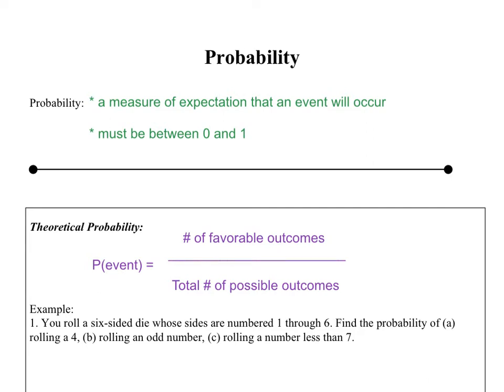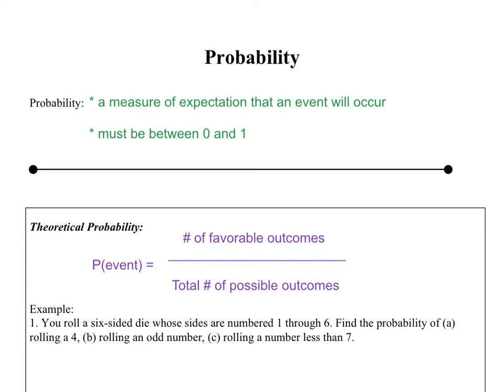Okay, this lesson is going to talk about the introduction to probability. So really just simple probability. Probability is a measure of expectation that an event will occur. Probability has to be between the values of 0 and 1, guys.